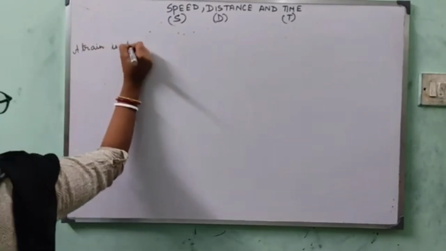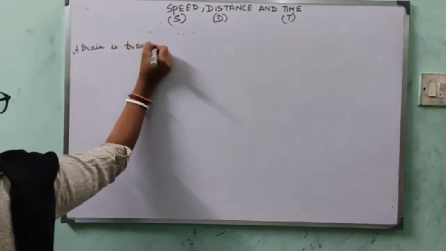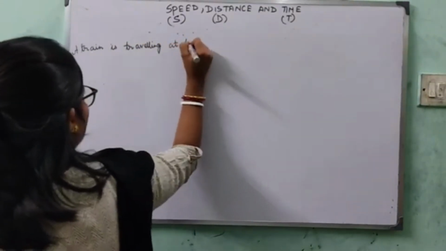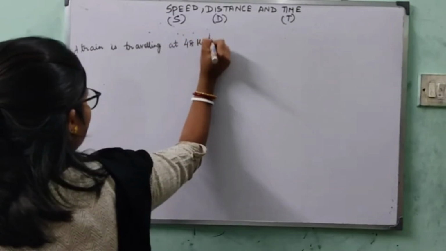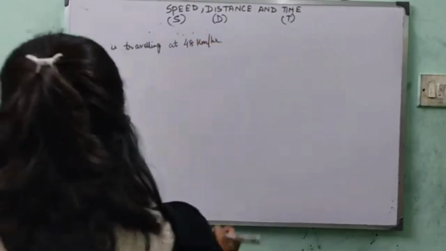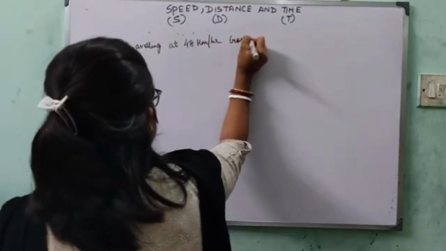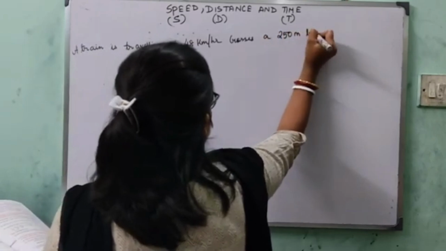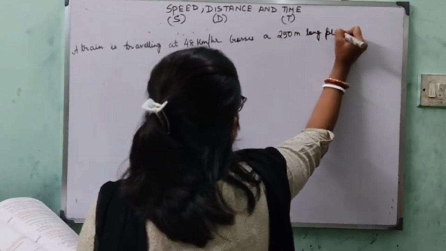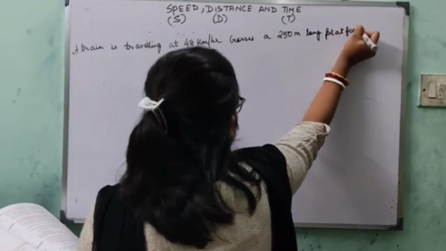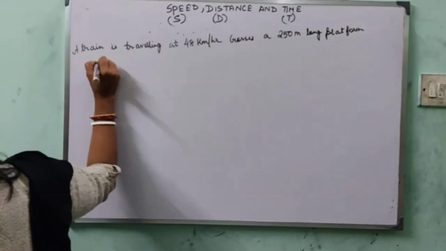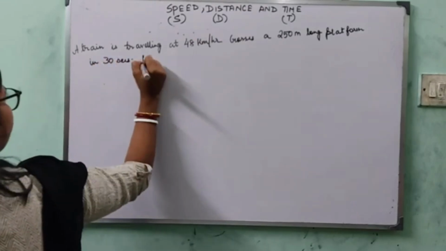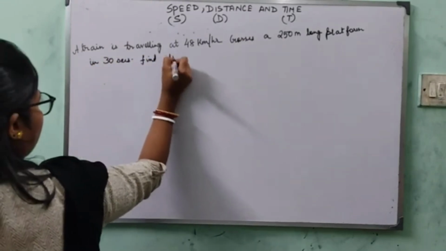A train traveling at 48 kilometer per hour crosses a 250 meter long platform in 30 seconds. Find its length.